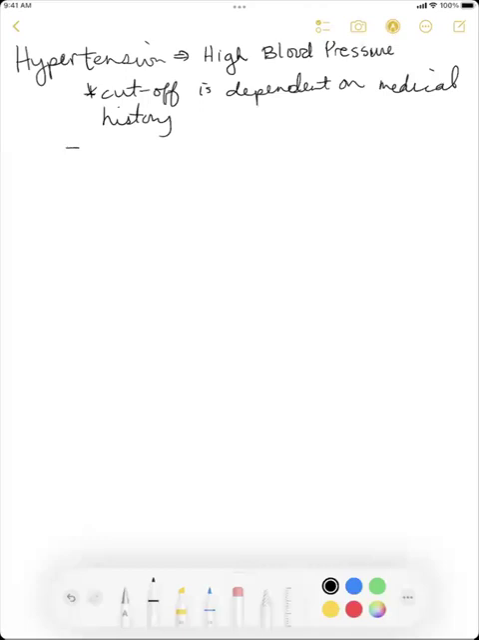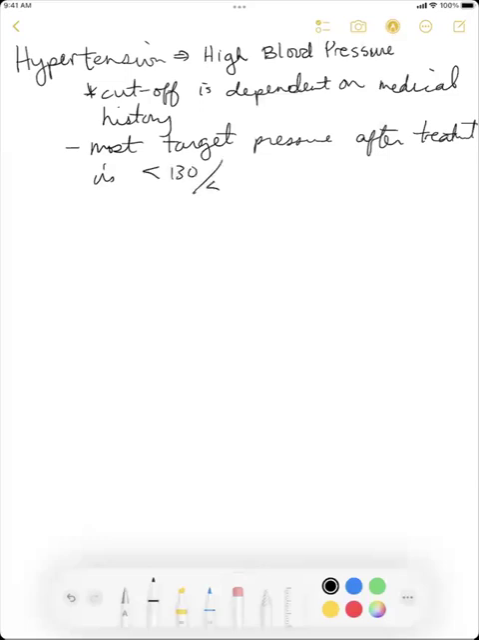For most people, when treated for high blood pressure, the blood pressure should be under 130 over 80. But we don't necessarily start treatment at that moment. For most people, the target pressure after treatment is less than 130 over less than 80. But that really depends on the individual.